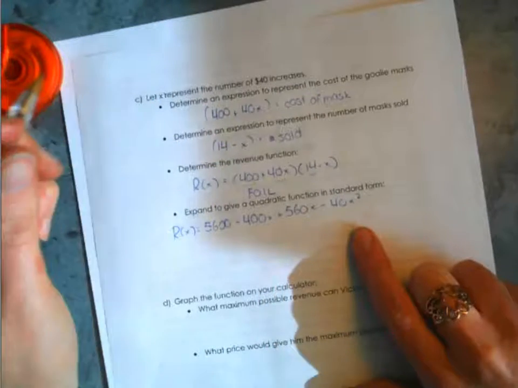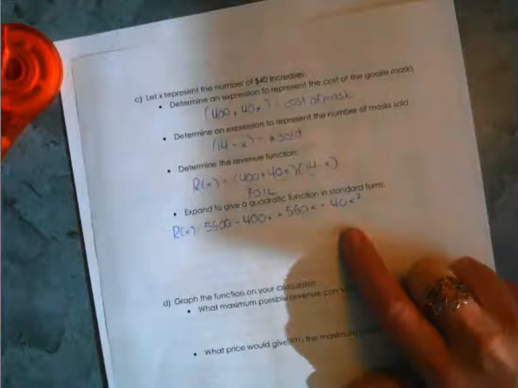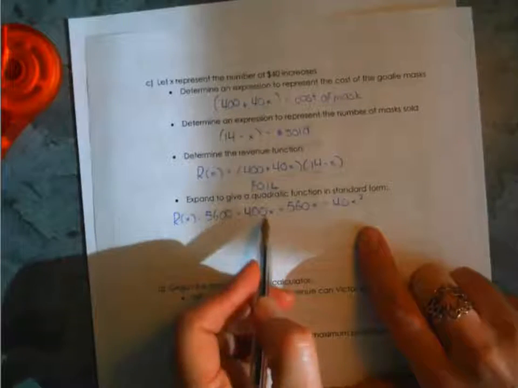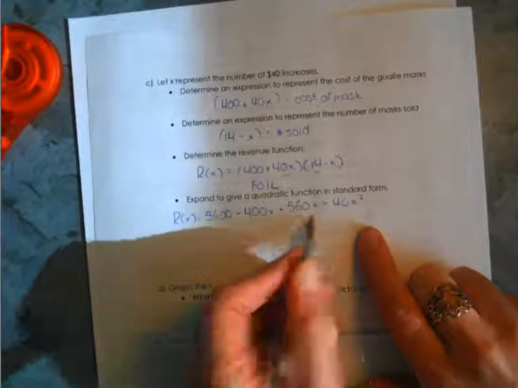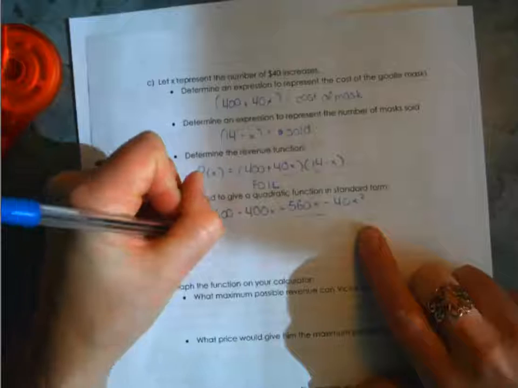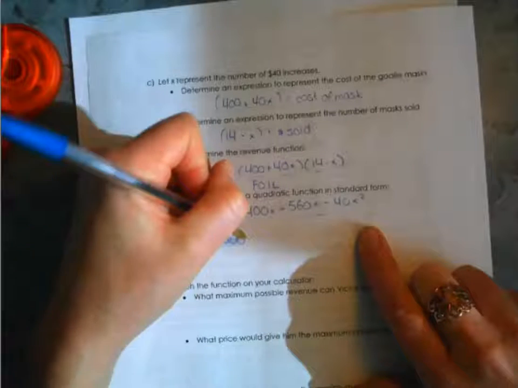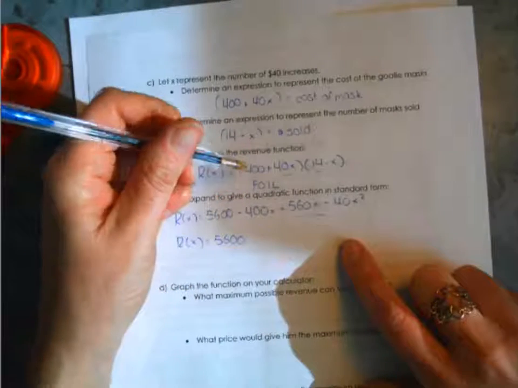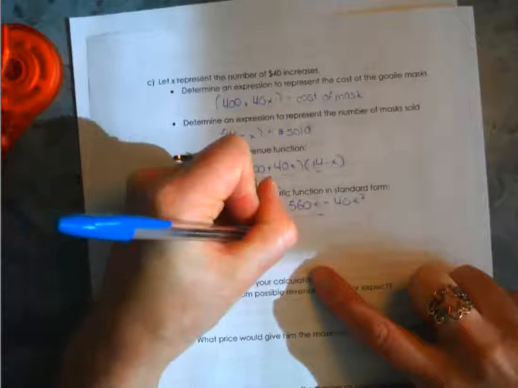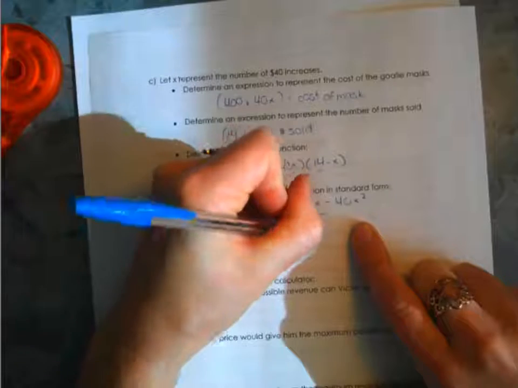Okay, now if we want to simplify this, remember you can combine like terms, which we have here. We have an x value and an x value. So we have 5,600, then negative 400 plus 560 gives us plus 160x, and then minus 40x squared.